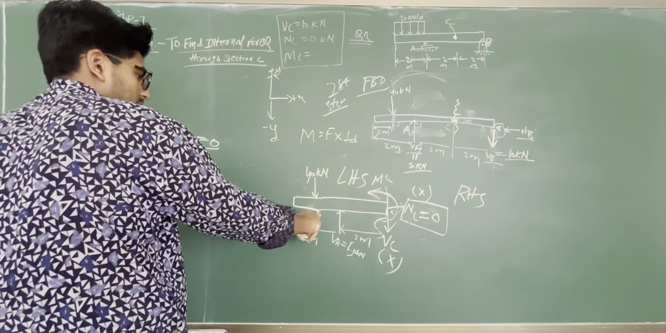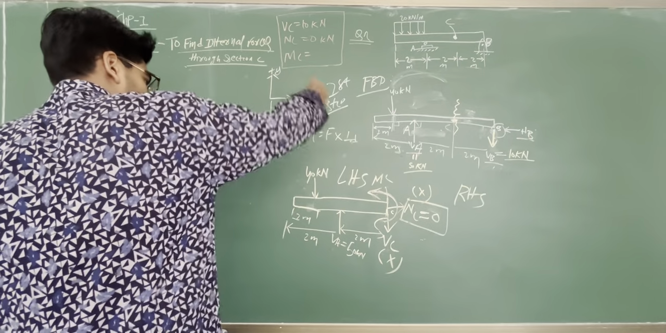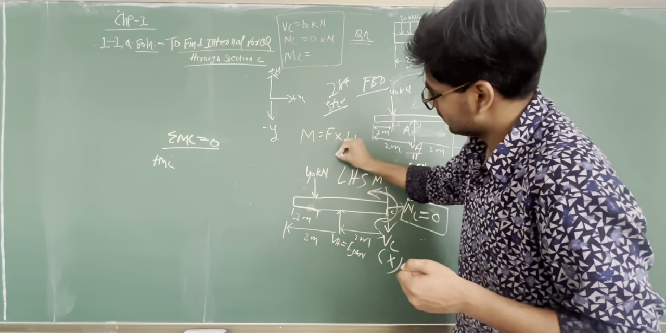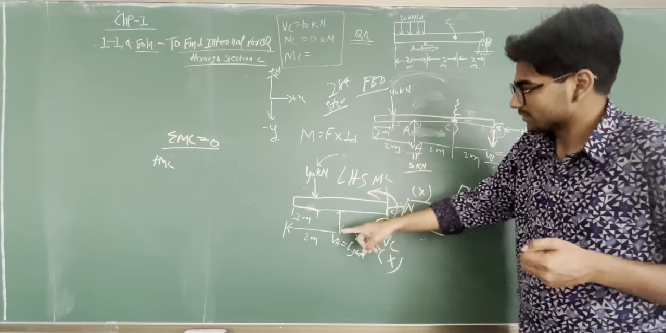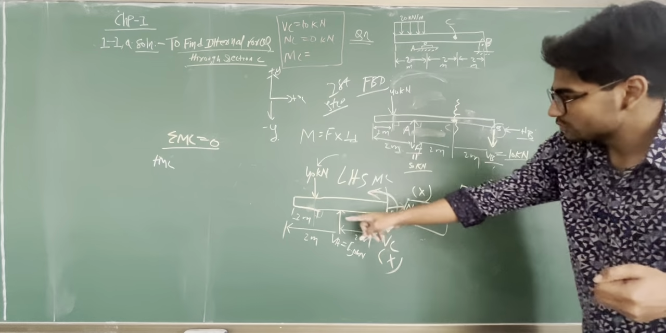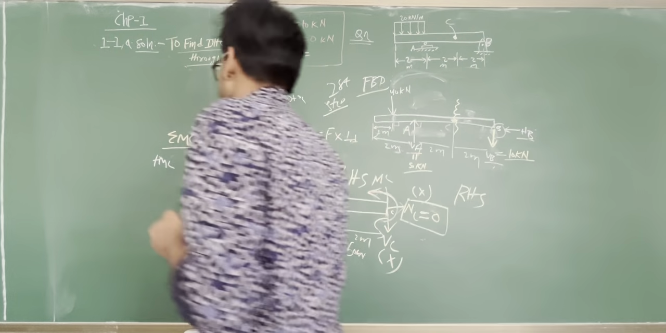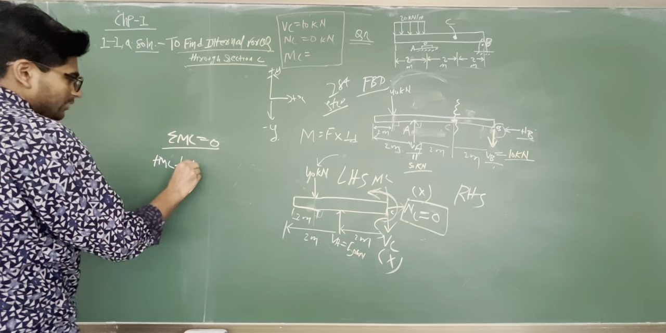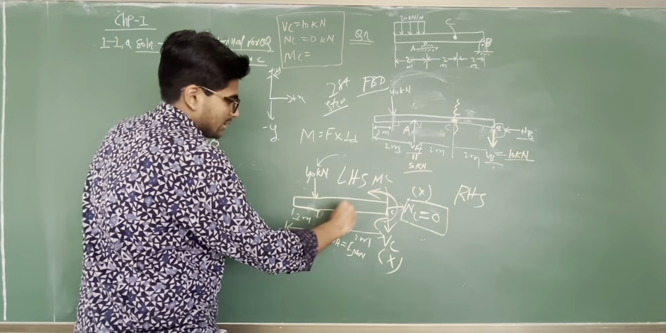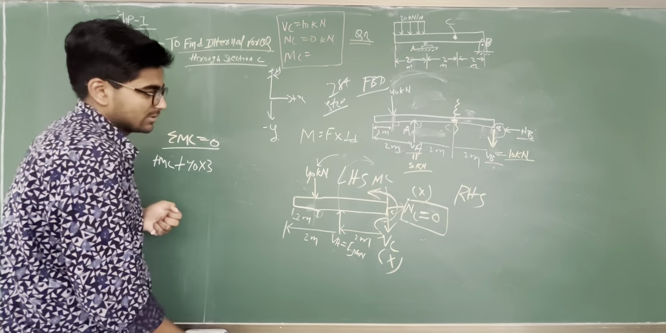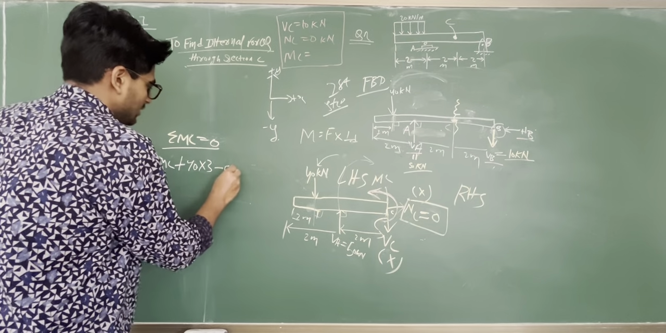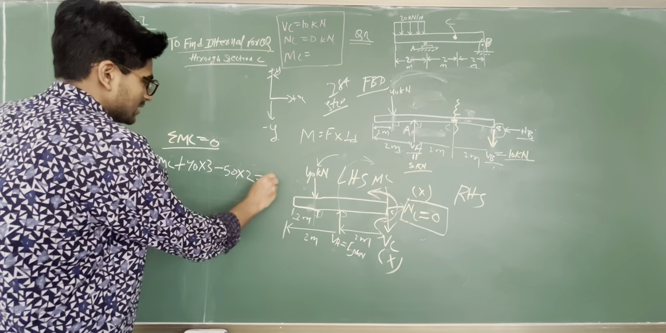Then if we take from here, this is also anti-clockwise, this 40. The perpendicular distance from here to the right is 2 and 1, 3, so that is plus 40 into 3. Since this is the 50 kilonewton, this will go like this. This is clockwise, and we do have a perpendicular distance, 2. So minus 50 into 2 equals 0.